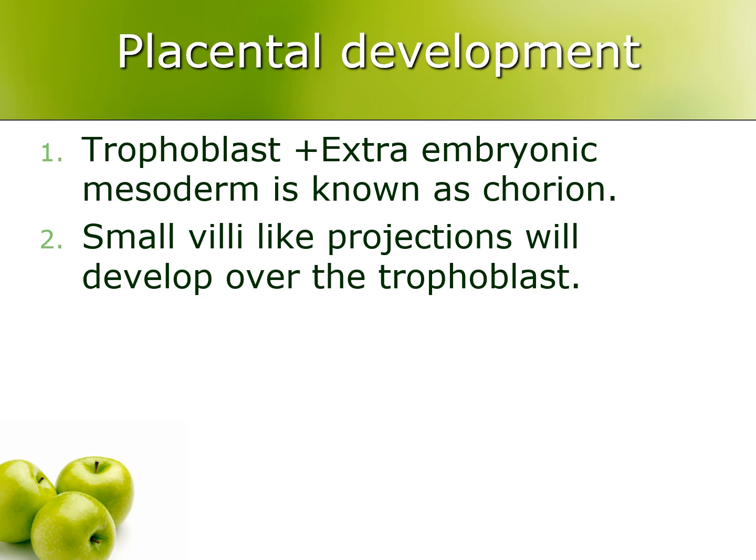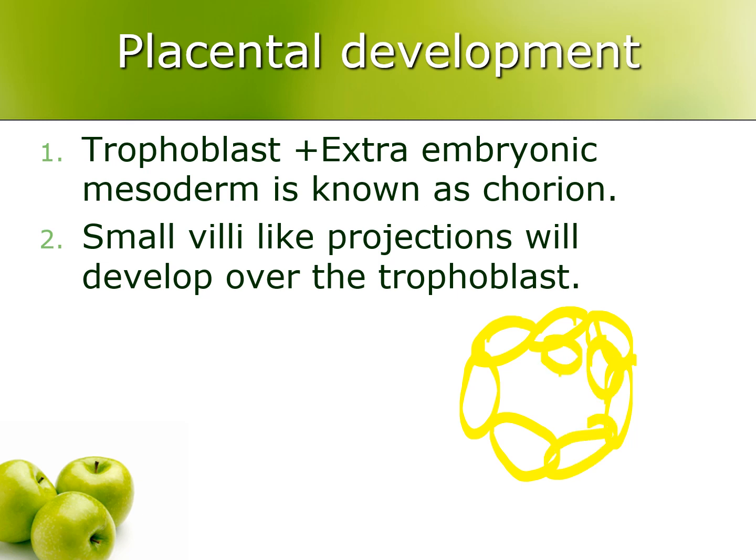See, if you are thinking about that picture, it was almost like this. A layer of cells was there, an outer layer of cells was there, and here the inner cell mass was there. This outer layer we were calling the trophoblast. This trophoblast is the outer layer. This is the inner cell mass. Already we have seen the previous picture. And later small villi-like projections will develop in this trophoblast.